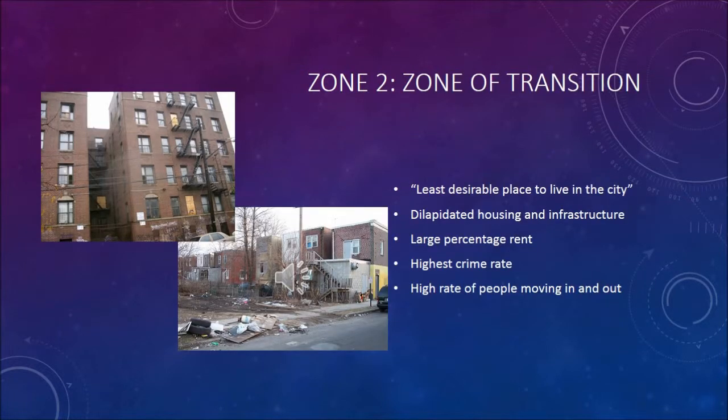Zone 2 is a zone of transition. It is considered to be the least desirable place to live in the city. It consists of dilapidated housing and infrastructure, and a large percentage of the population rent as they cannot afford to own their own homes. The zone of transition also has the highest crime rate in the city, and it also has the highest rate of people moving in and out of this zone. In his report in 1928, Ernest Burgess described the zone of transition as a melting pot of poor, immigrant, destitute, and criminal.